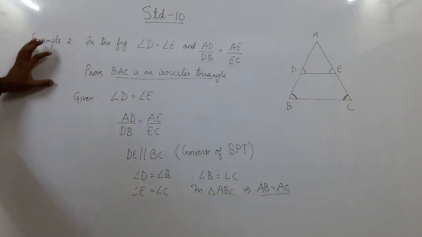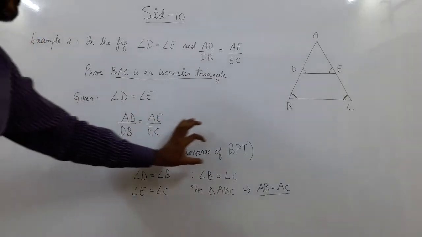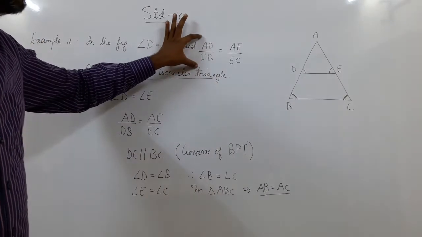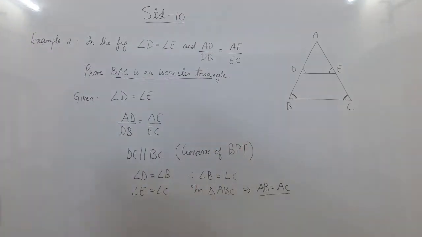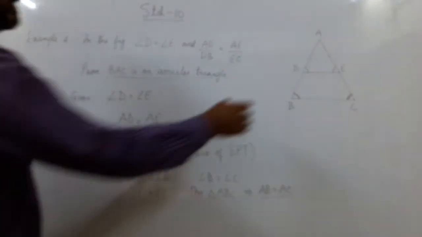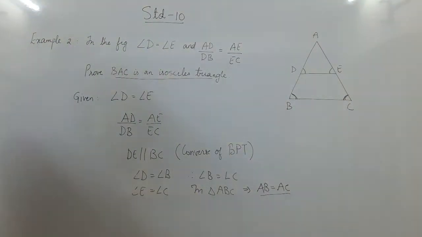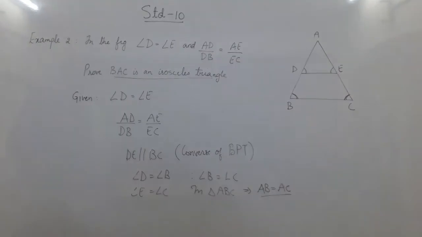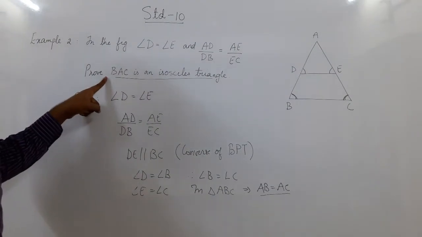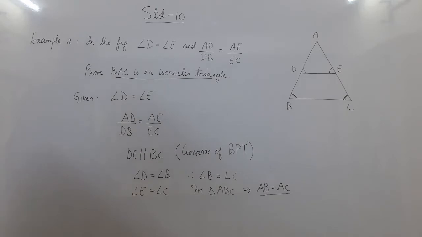So here we have made use of which theorem? The converse of basic proportionality theorem. If the ratio is same, yes, these two lines are parallel. I hope this was an easy sum, but again for that you have to make use of which theorem? The theorem given in the 9th standard.